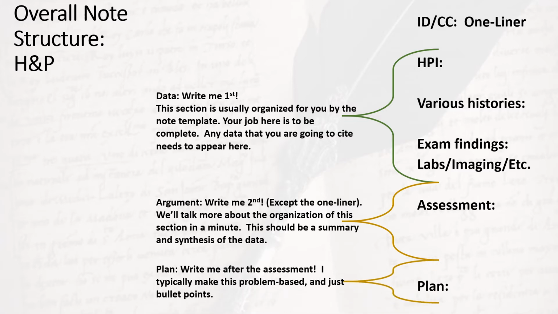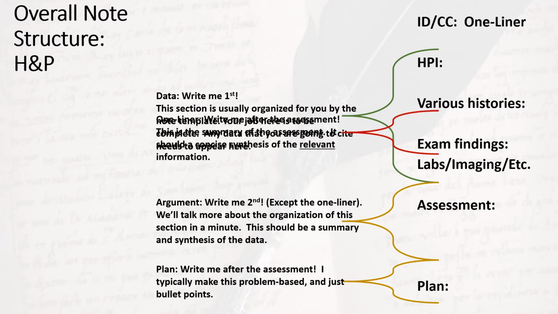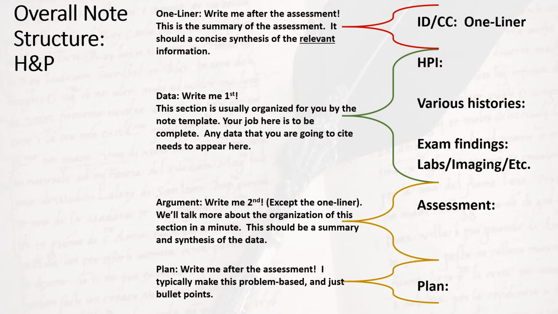The third thing I write is a plan, and that's usually just a bullet point based, problem based distillation of the approach to treatment. The last thing I'm going to write is the one-liner. Even though it's way up there at the top of the note, I'm going to write the one-liner after I write the assessment. And the reason for that is that the one-liner, as we will see, is a summary of the assessment. It's a concise synthesis of the relevant information for your argument.